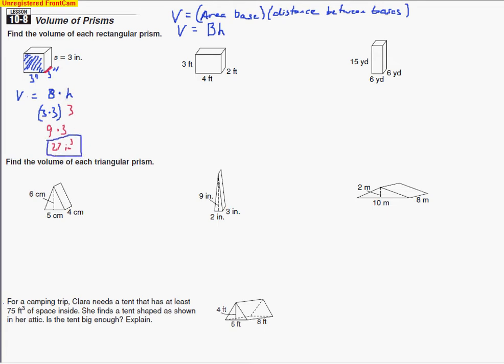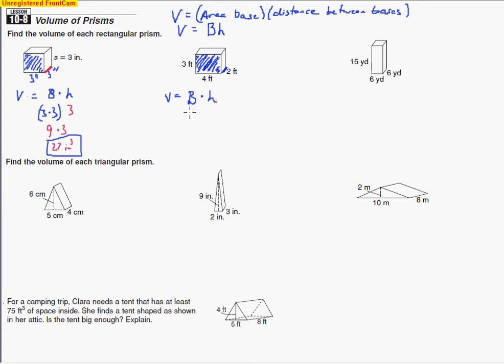Let's take a look at the next problem here. Again, I'm trying to find the area of maybe this front face right here, and I call that the base. Typically you think of a base as something it's sitting on, but this is just one of the bases of this three-dimensional figure. Then I multiply by the distance between those two bases, this distance right here. So let's start with our volume formula, area of the base times the height.